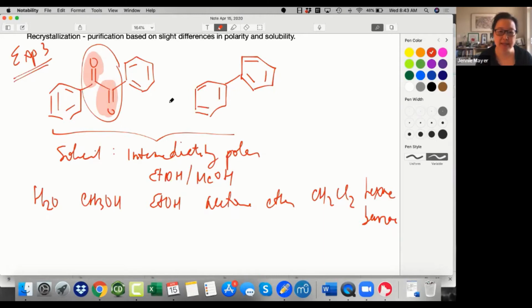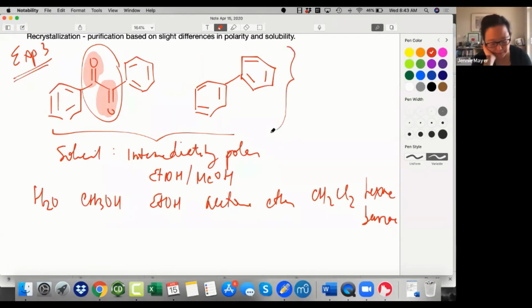And then when it cools down, one of them likes to dissolve more and the other doesn't. So when the solvent is cold, that's when you want to see the difference in solubility. So this, I'll just write that real quick then.